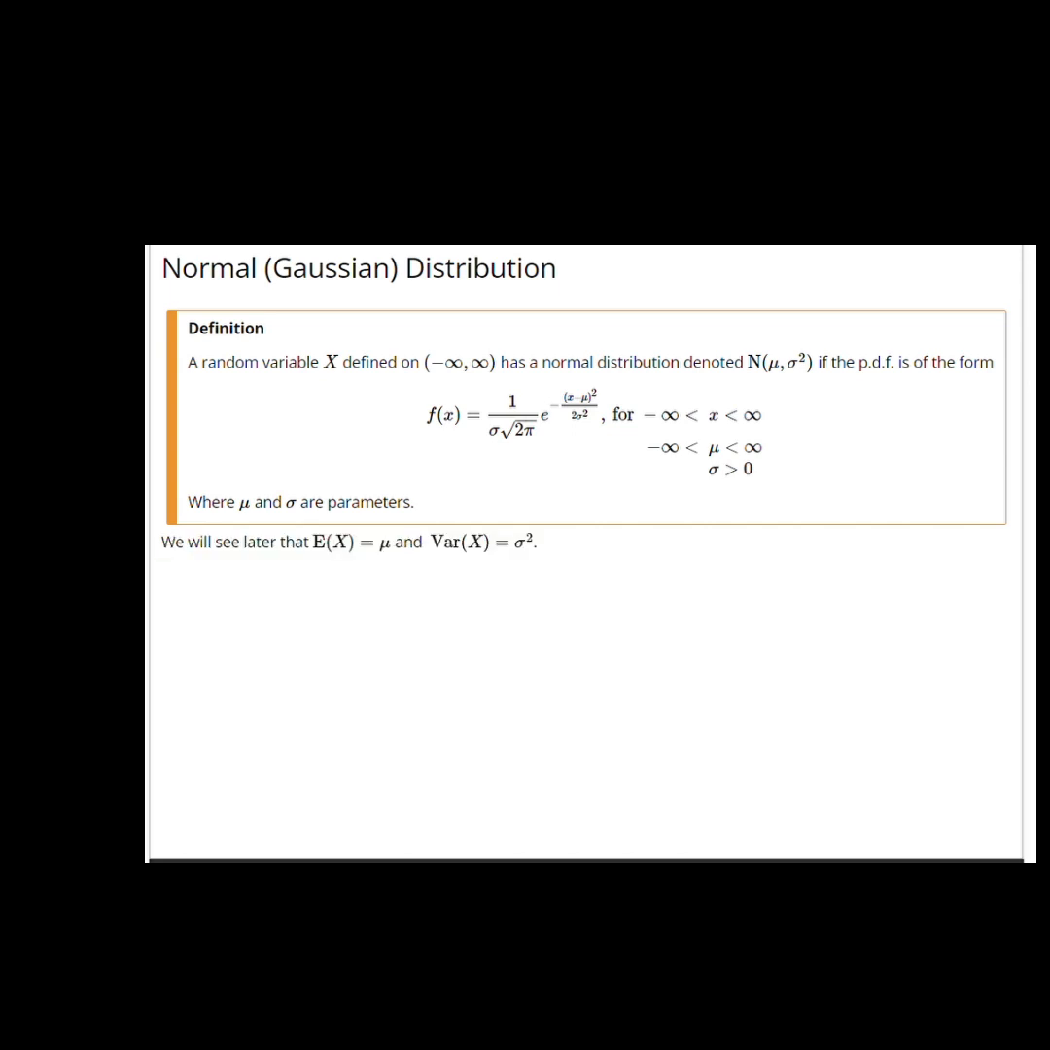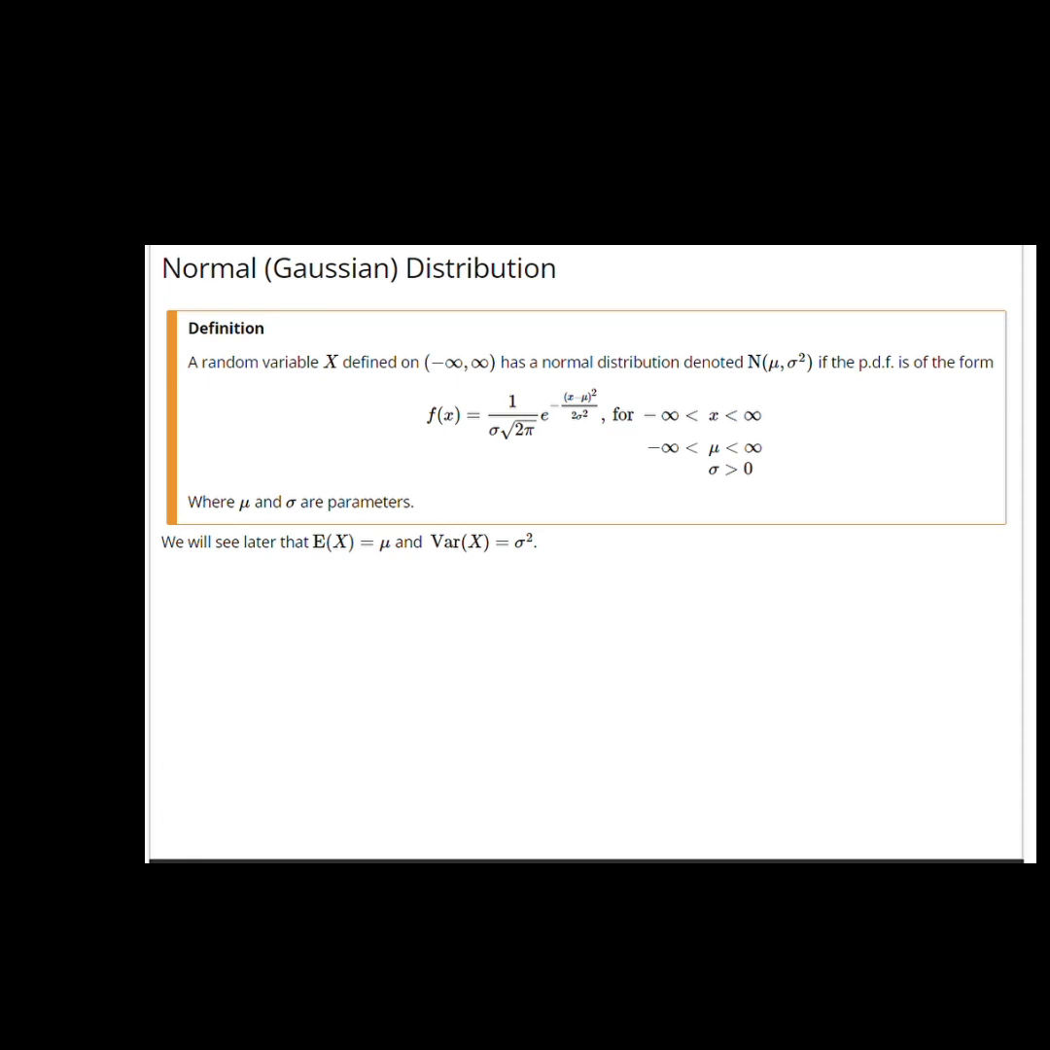We'll see in a little while that those two parameters, mu and sigma squared, have a meaning in terms of the moments of the random variable. In fact, the expected value of x, if x has this density, is mu, and the variance of x, if x has this density f of x, is sigma squared.